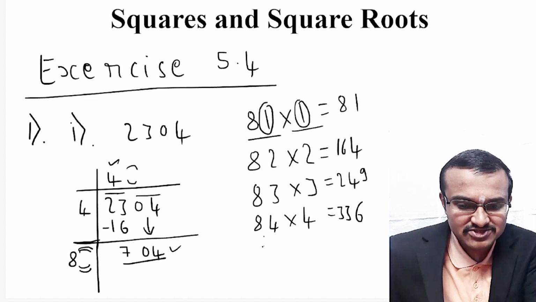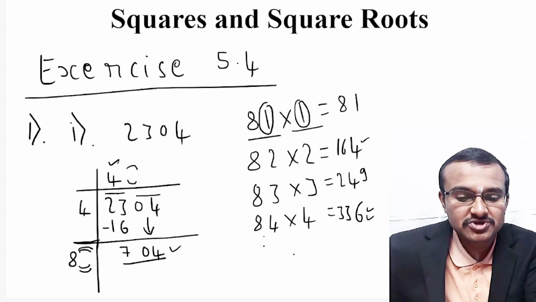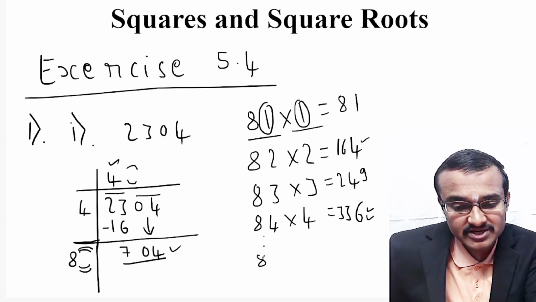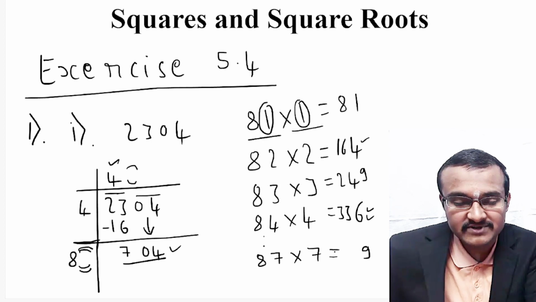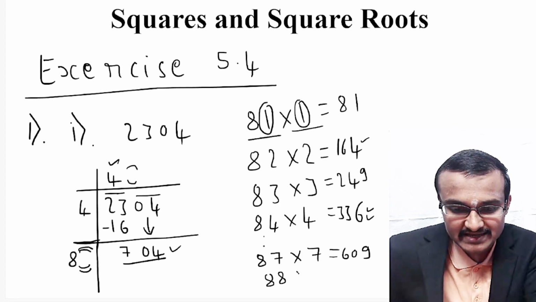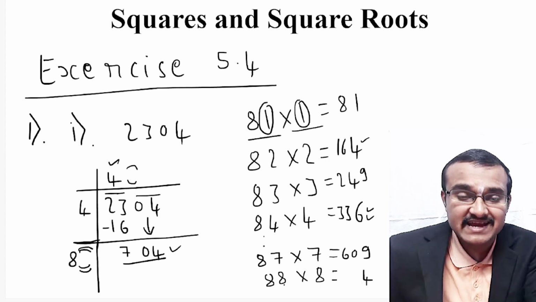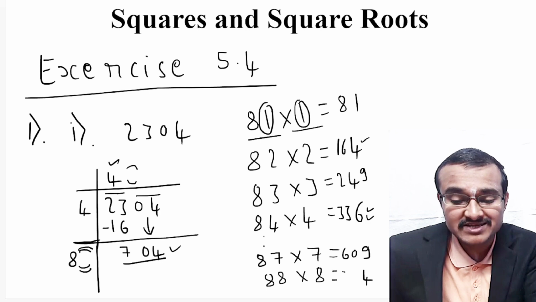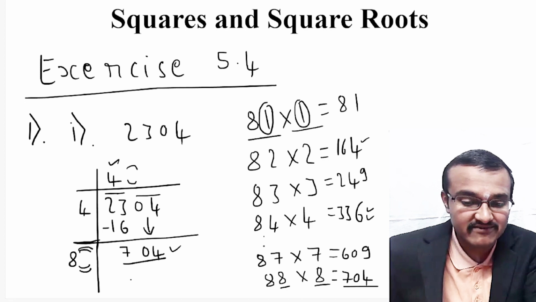So let us skip 2 numbers, because we want to go till 704. If you go on doing like this, at a particular point, let's say 87 into 7, am I getting it or not? 7 7s are 49, 8 7s are 56, 56 plus 4, 60, 609. So here also I am not getting it. So next I will be doing 88 into 8. What is 88 into 8? 8 8s are 64, 6 carry, 8 8s are 64, 64 plus 6 is 70. That means when I put 8 in this particular position, I am getting 704.